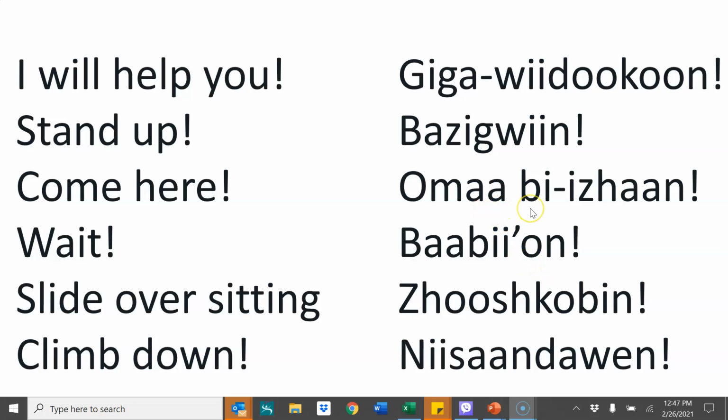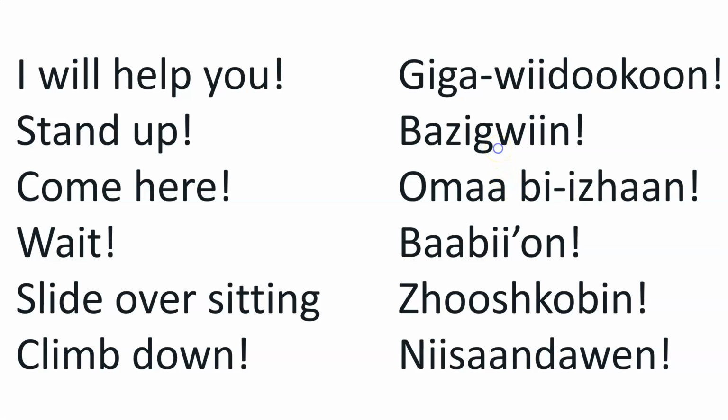Say, come here, Oma Birjan. Say, stand up. Wejibwemojig. I will help you. Gigawidu kun. Alright. Be. That means like sitting. Say be. And zhushk is to slide. Say zhushk. Alright. So that means slide sitting, and it's telling you to do it. So they're telling you to slide over a little bit. Like you want to make room for someone or move over a little bit while you're sitting. Say zhushko bin.